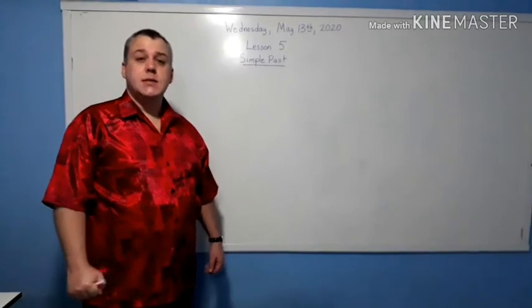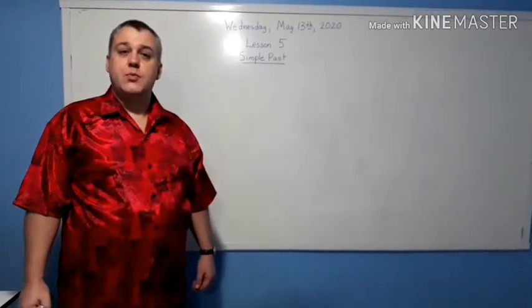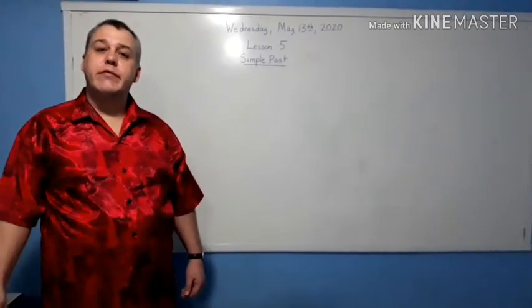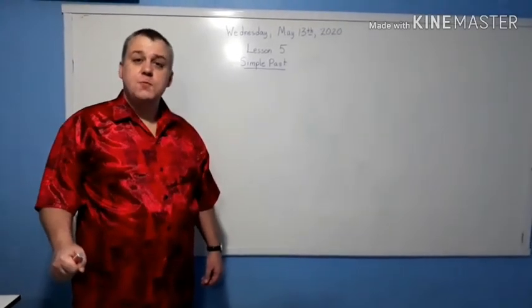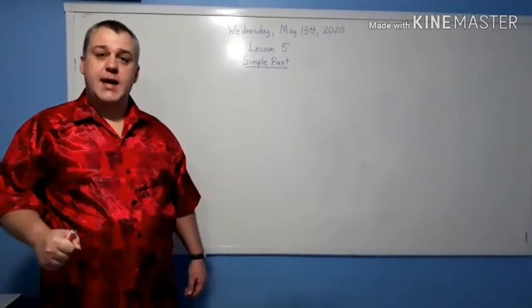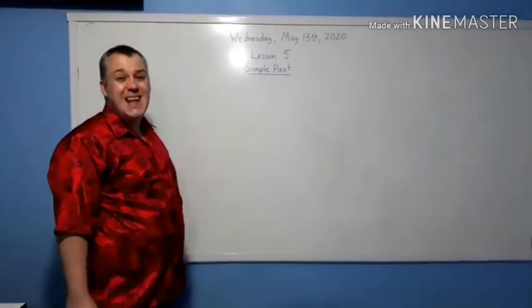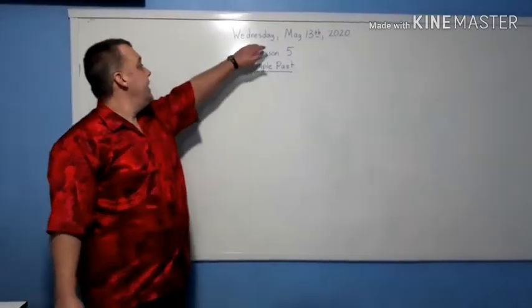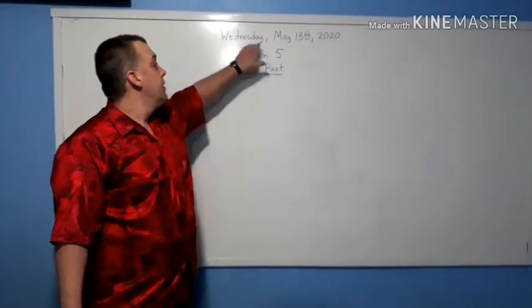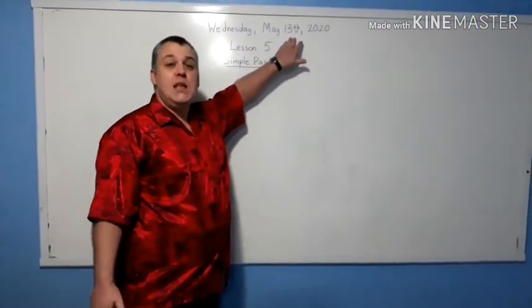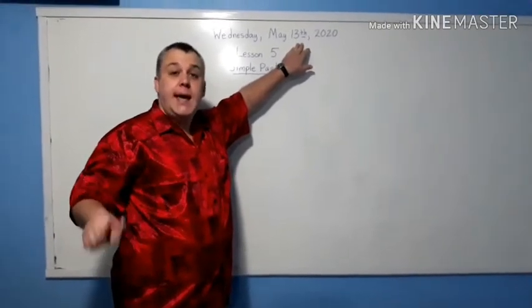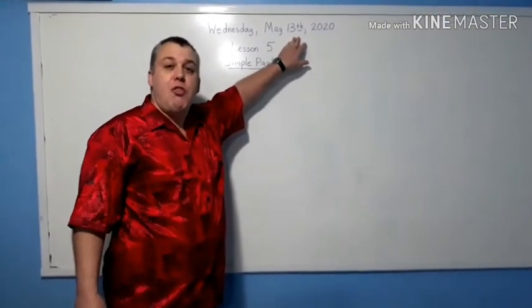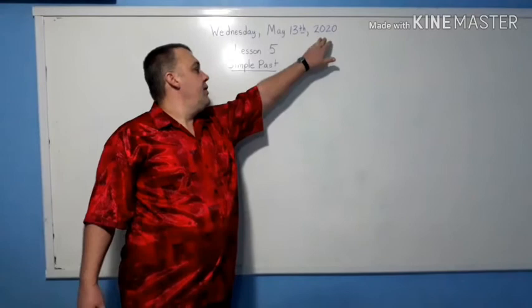Okay, last lesson we taught regular and irregular verbs. This lesson we are going to add on to that. But first, let's go over the date. Today is Wednesday, May 13th. This is an ordinal number. We say the TH, 13th sound.